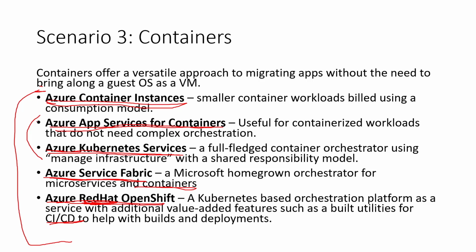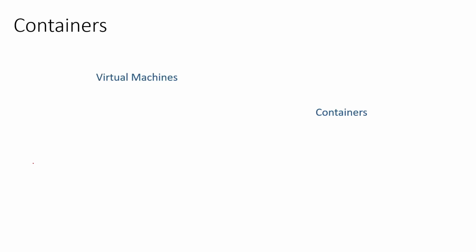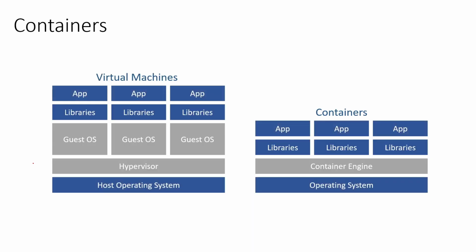So these two, just to recap, this one's simple, this one's moderate, these three are complex, but all of them can run the same container. So if I create a container that runs on container instances, it's going to run on OpenShift or Service Fabric, what have you. They all work kind of the same way. So what does a container look like?